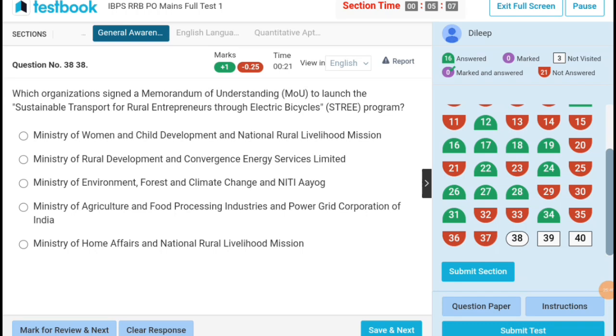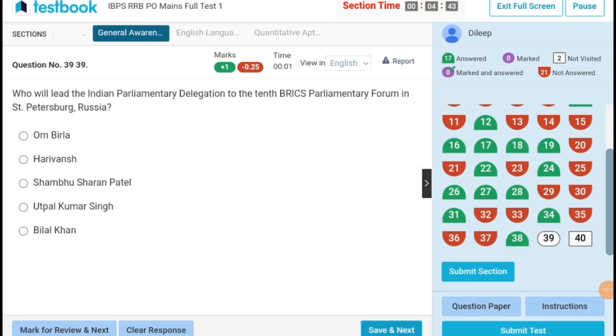Which organization signed a MOU to launch the STREE program? I think rural development and... development. Who will lead the Indian parliamentary delegation to the BRICS forum in Asia? Lal Singh.